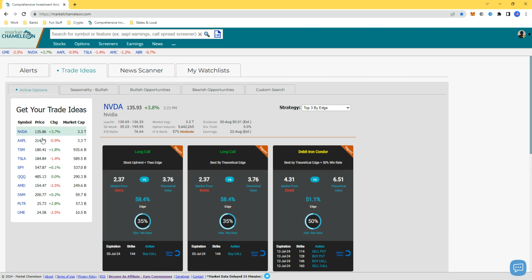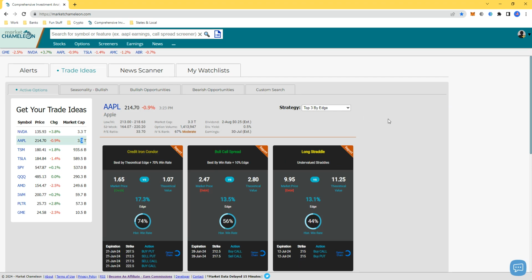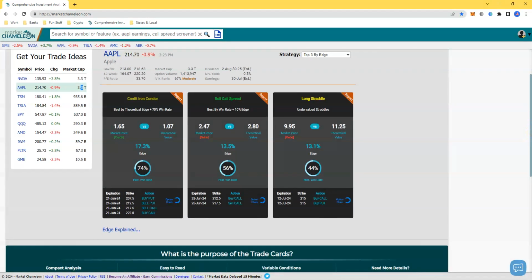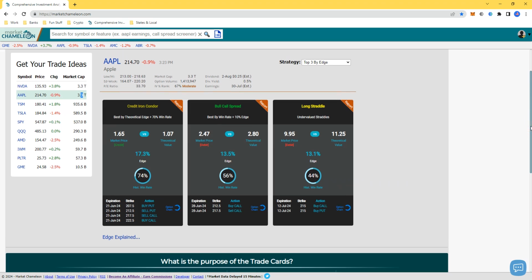If you take, for example, let's go with NVDA, $136 almost, just going up and up non-stop in the last week or so. 135.93 and 3.3 trillion market cap, same as Apple. They're gonna fight and become number one again. But how do you actually use Market Chameleon for your advantage and make money from selling options?